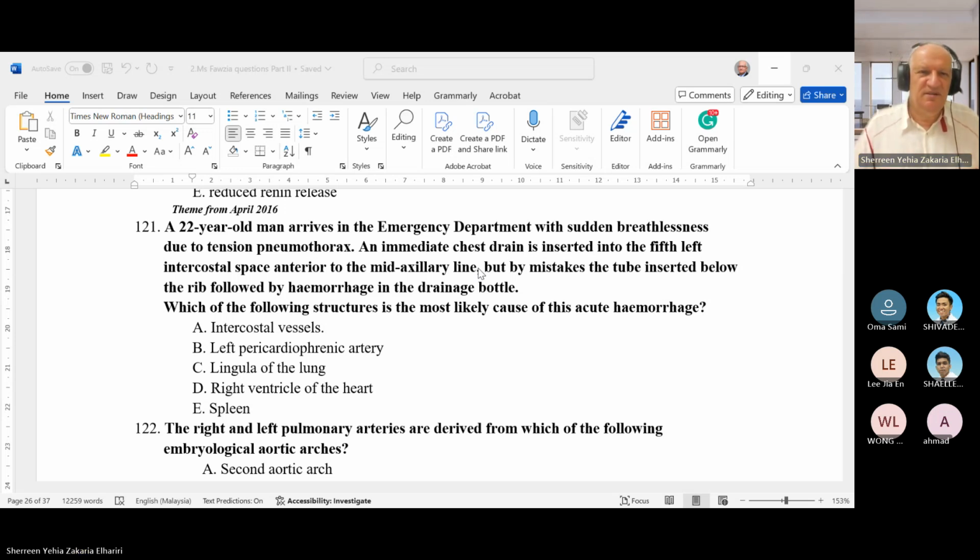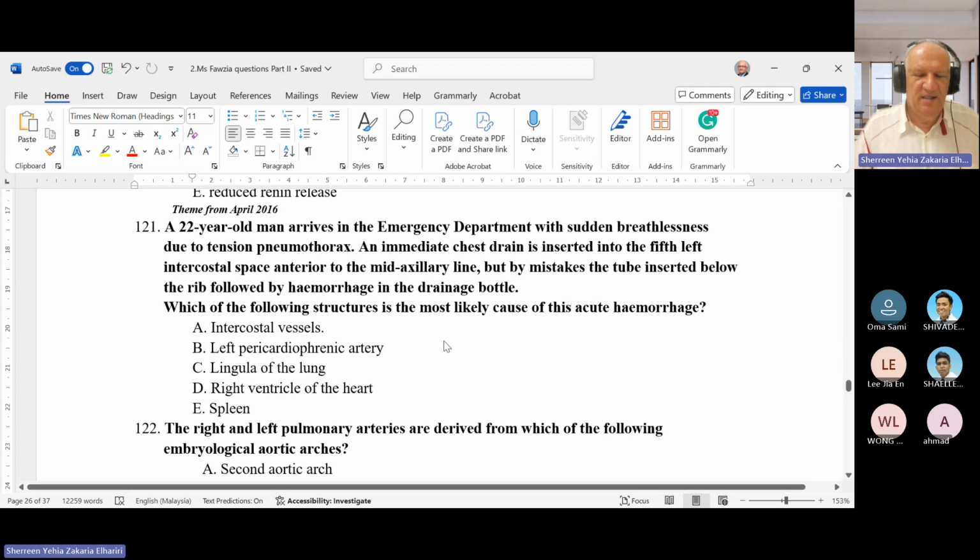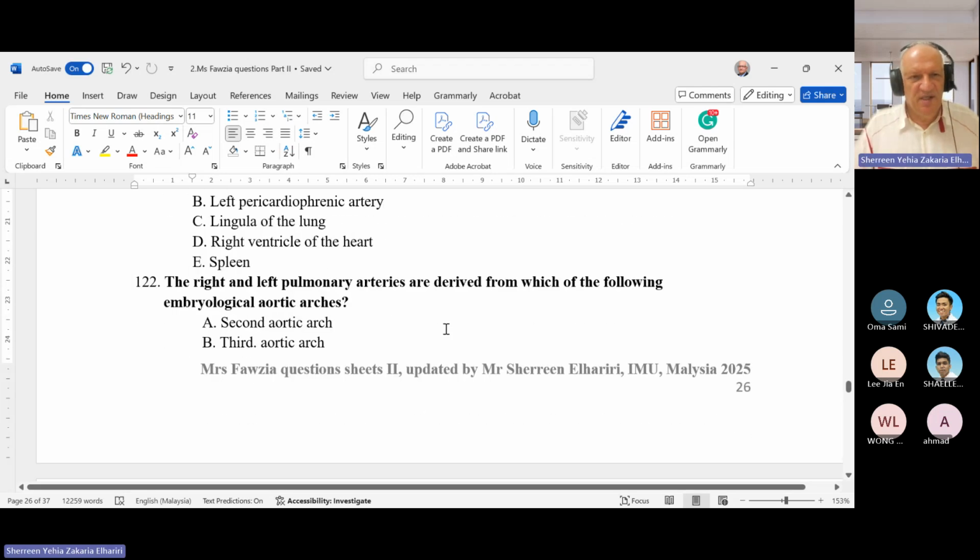So the patient has some hemorrhage. Which of the following structures most likely caused this hemorrhage? It is injury of the intercostal vessels, vein and artery. Of course, this happens by mistake, because the tube must be inserted above, not below, the rib.